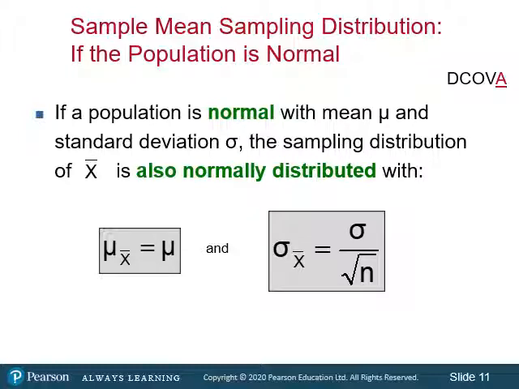Thus, the conclusion is, if a population is normal with a mean of mu and a standard deviation of sigma, the sampling distribution, which is x bar, and the standard error of the sampling distribution, which is denoted by sigma x bar, will also be normally distributed.